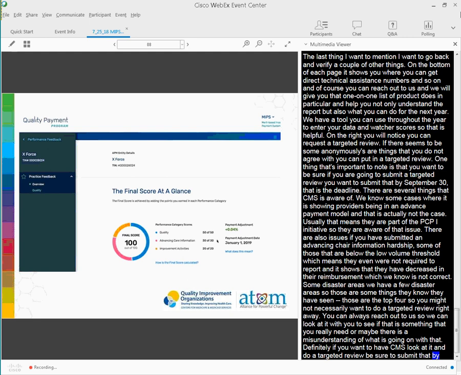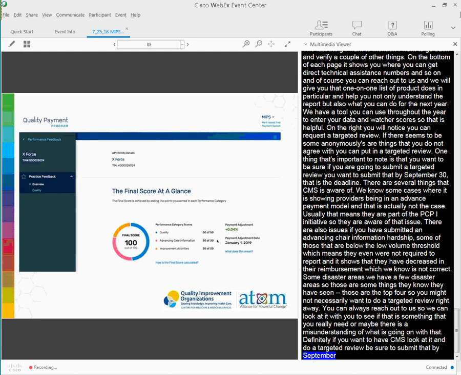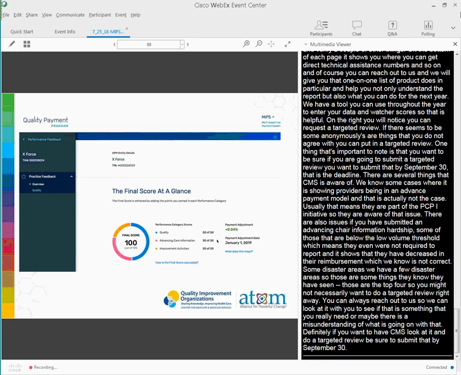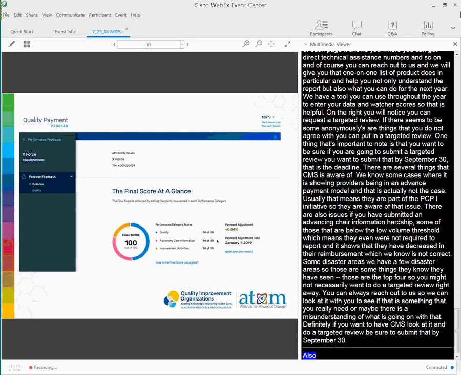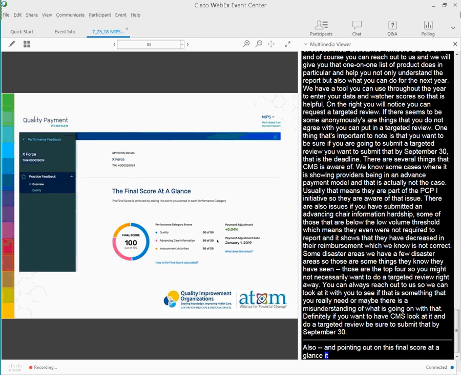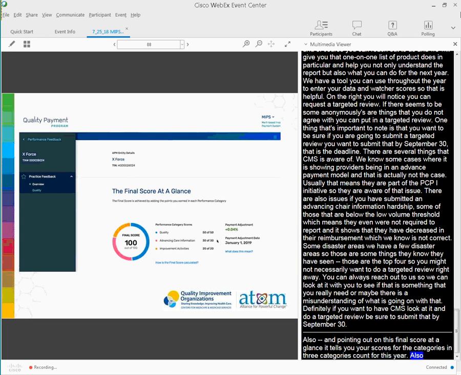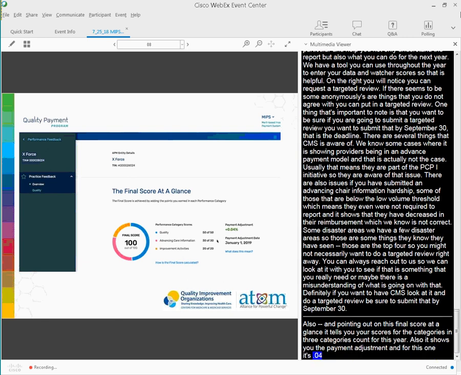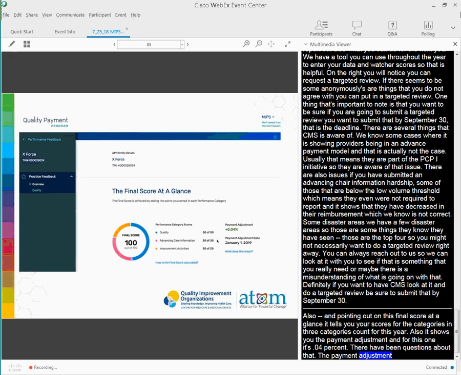I also was remiss, and I apologize for that, in pointing out on this final score at a glance, it tells you your scores for the 3 categories that count for this year. But also it shows you the payment adjustment, and for this one it's 0.04%. There have been questions about that. The payment adjustment does show the bonus, any kind of bonus that would have been involved.